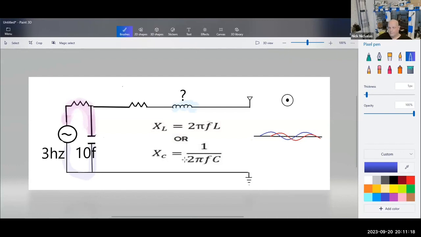But actually, this formula says 1 over 36 ohms. So I got to take that 36 ohms divided by 1, or 1 over. So I got 1/36 of an ohm. Right? Everybody good with this?